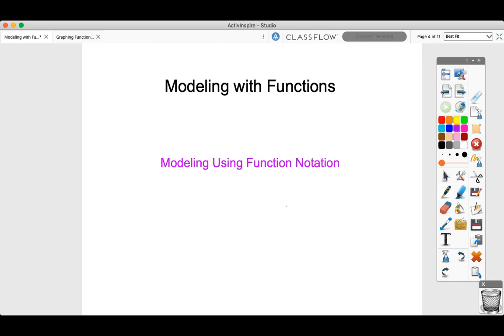Okay, moving on. Modeling with functions still, but now we're going to be modeling using function notation. We talked about what function notation was in the last video. Now we're going to be using it. So let's see what we got.